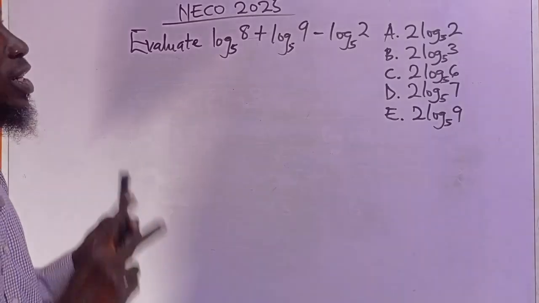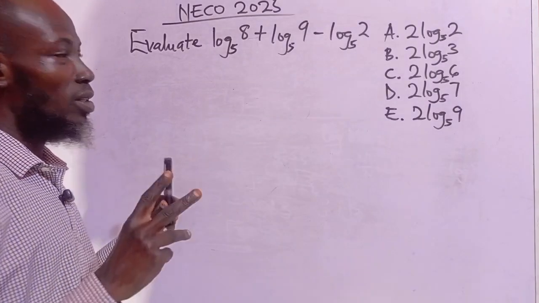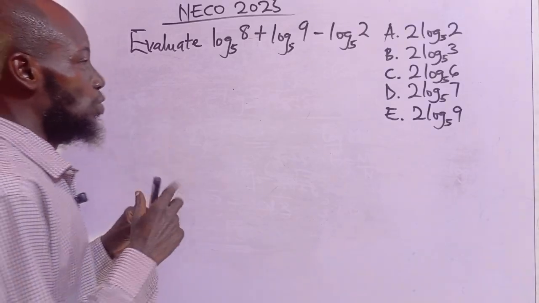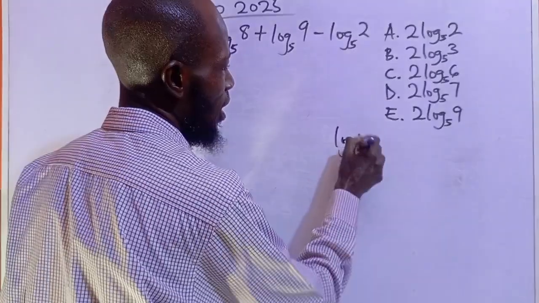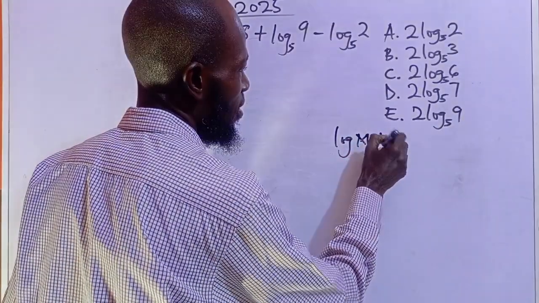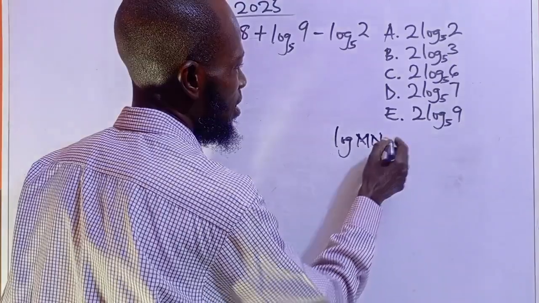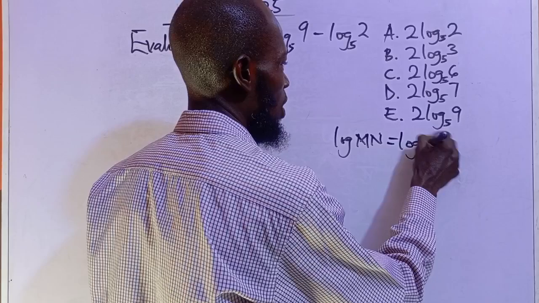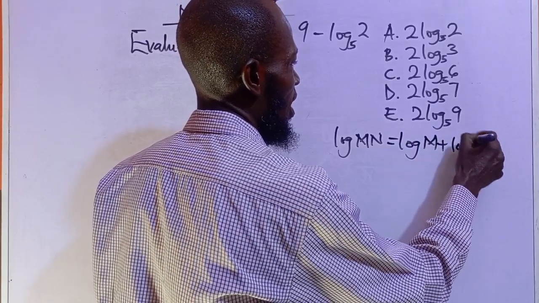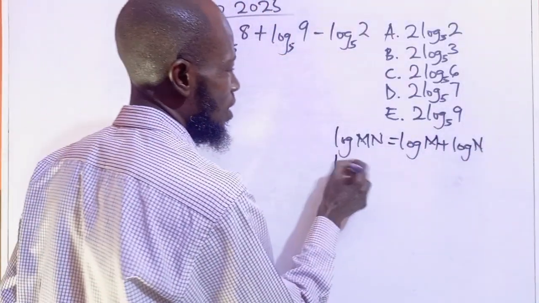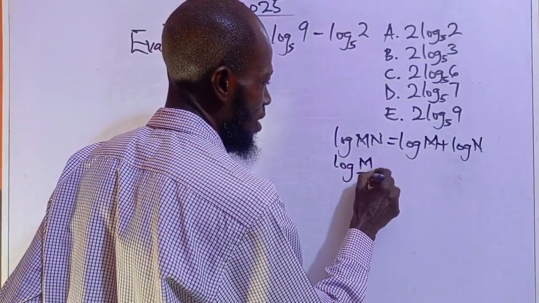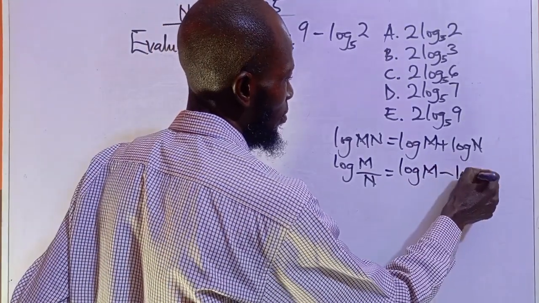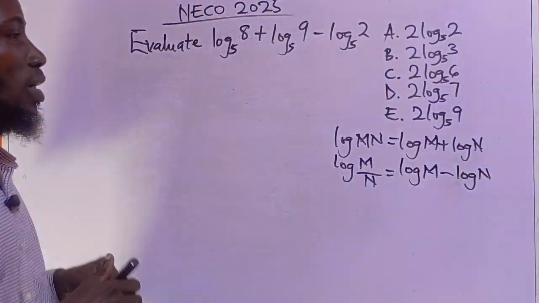Now, to solve this question, we are going to apply some logarithm rules, and those are the multiplication and the division rules. So let's see. If you have log mn, which is the multiplication, this is going to give us log m plus log n. And if you have log m over n, division, this one will give us log m minus log n. So that is what we are going to do.